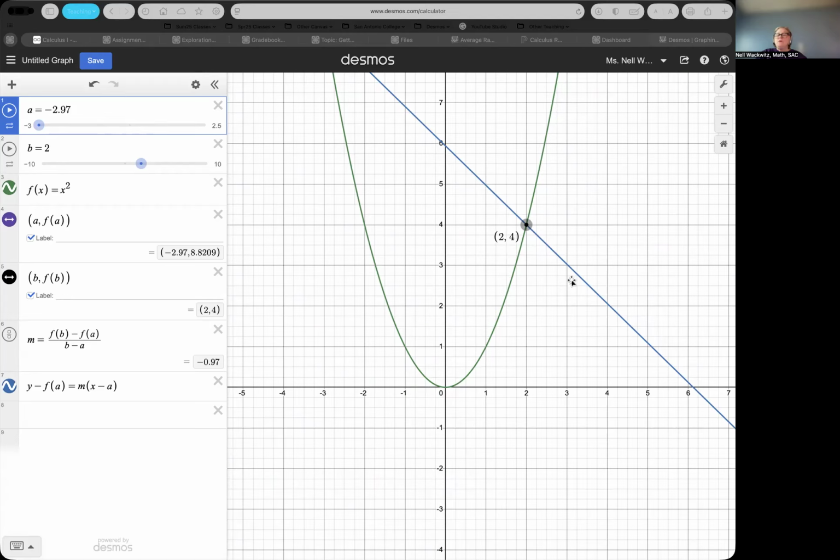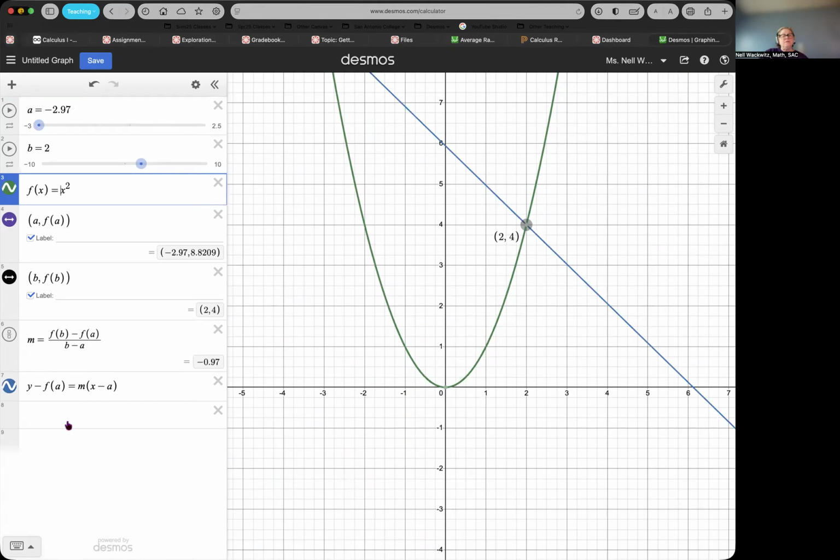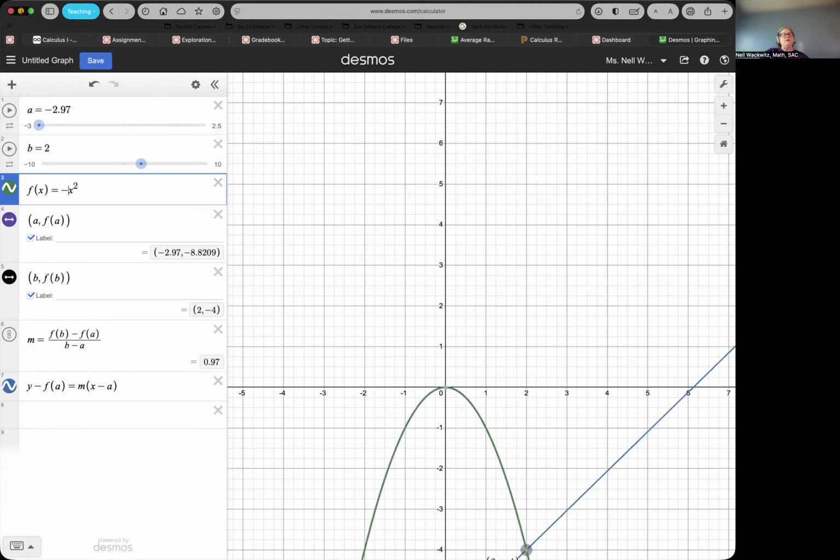So let's see what we can do. Let's play with this function and see what happens. First, let's just do something boring. Let's put a negative in front. So this space in front of x squared is what we call the coefficient of x squared, and a negative sign is the same as a -1. That flips the function.